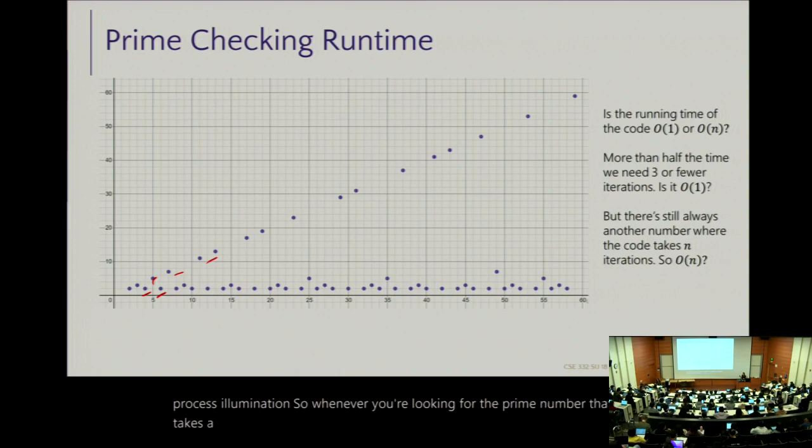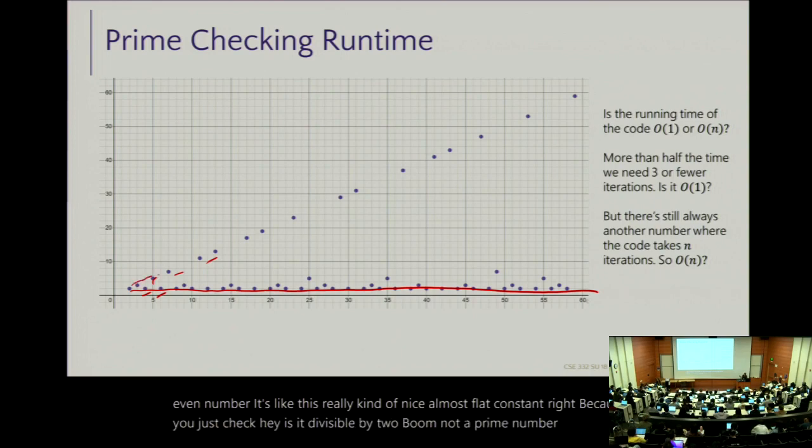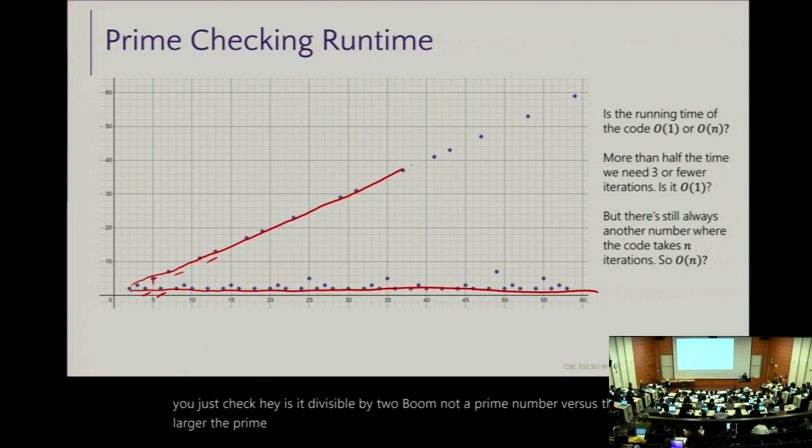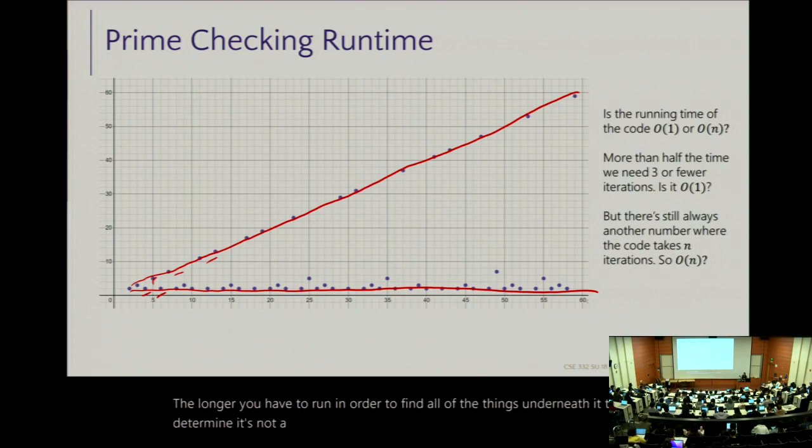So you get this super weird growth rate where when n is an even number, it's this really nice, almost flat constant, right? Because you just check, hey, is it divisible by 2? Boom, not a prime number. Versus the larger the prime number, the longer you have to run in order to find all of the things underneath it to determine it's not a prime number. So this growth rate's real wonky. It looks all over the map.